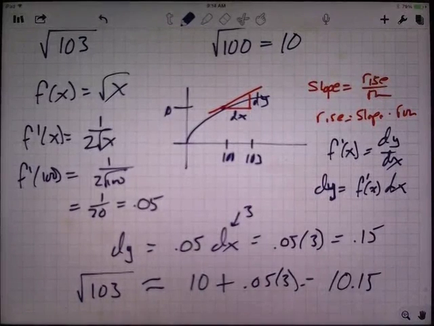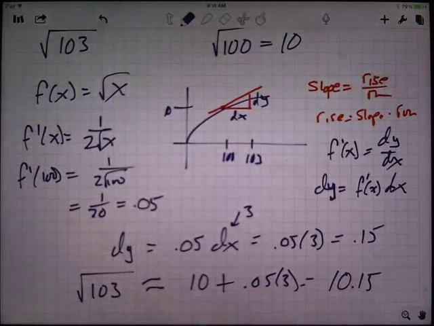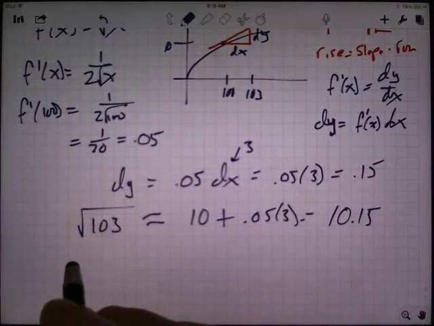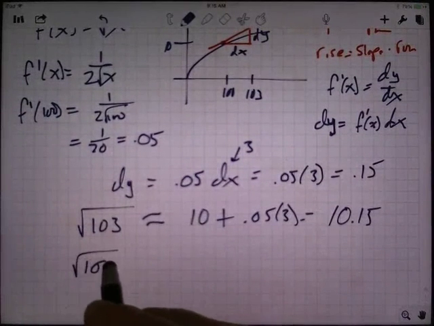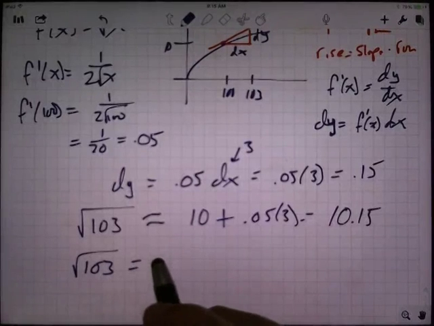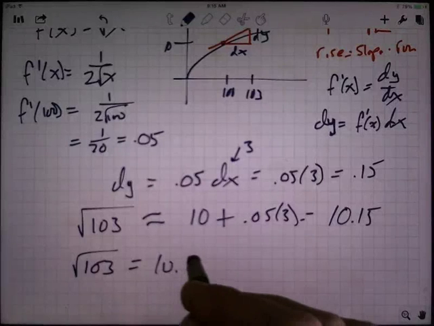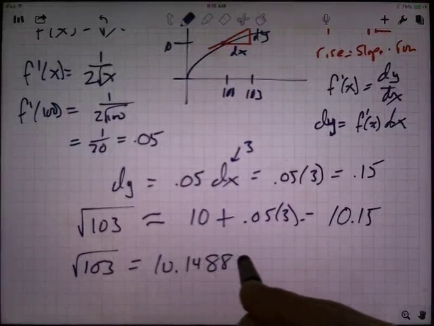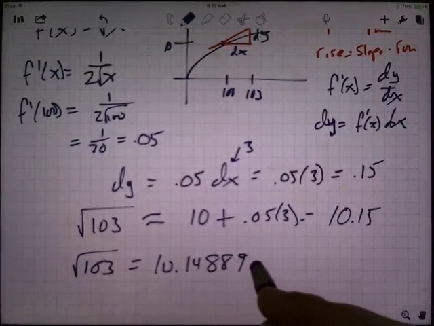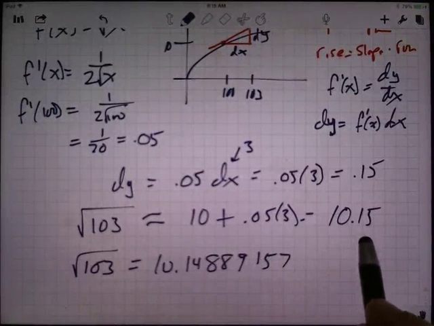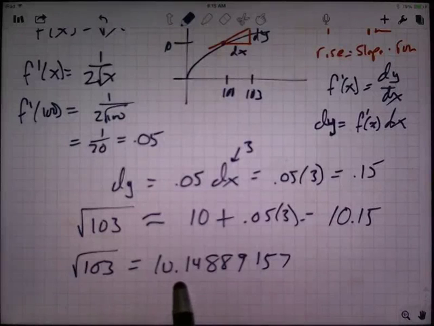Now, what is actually the square root of 103? Well, I turn on my handy dandy calculator and I ask it, and it tells me that the square root of 103, at least rounded to 8 decimal places or whatever it's giving me, is 10.14889157. So an estimate of 10.15 is really not too bad with a 10.1488.